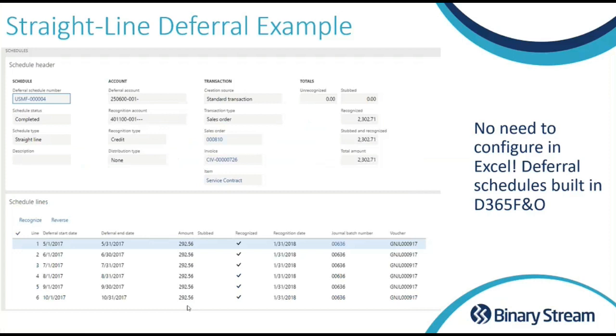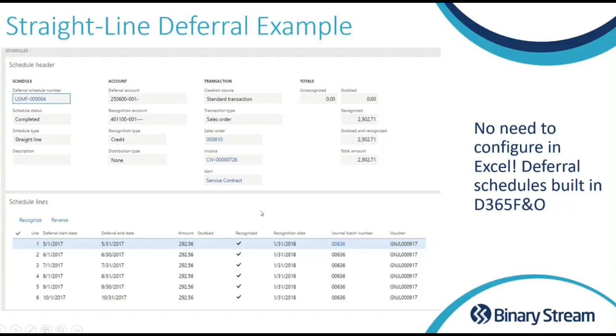So my months with 31 days like May and July would get a little more revenue than months like June or September that only have 30 days, which in turn get a little more than February, which is sometimes 28, sometimes 29. We do manage the leap years as well. As it is recognized, we mark off that this period has been recognized, and we give you the audit trail that you need to go back and look at the information. The batch number is in there, the voucher number is in there, so you get the audit trail.